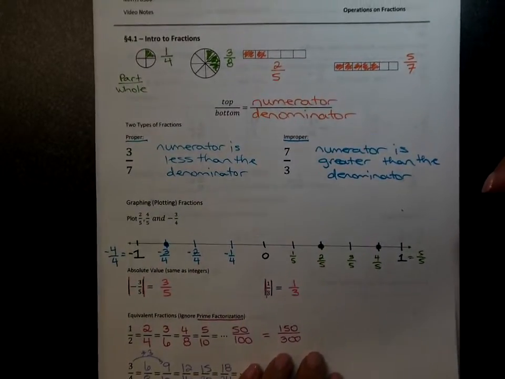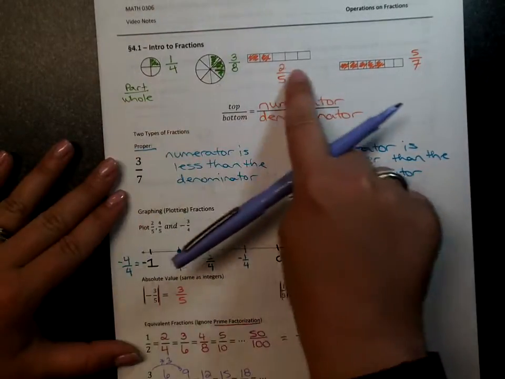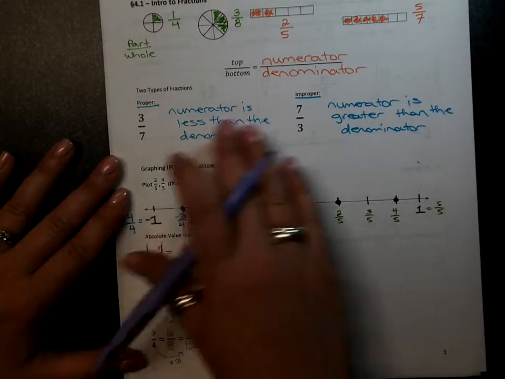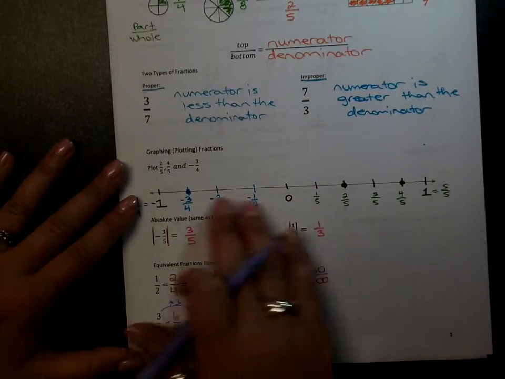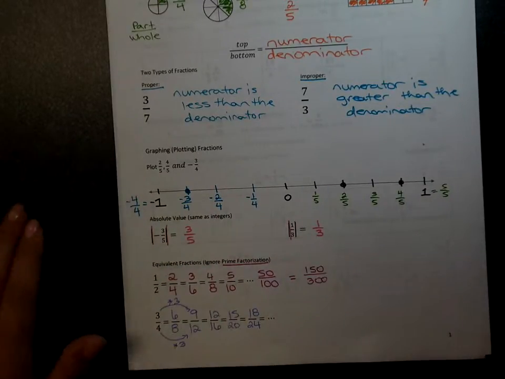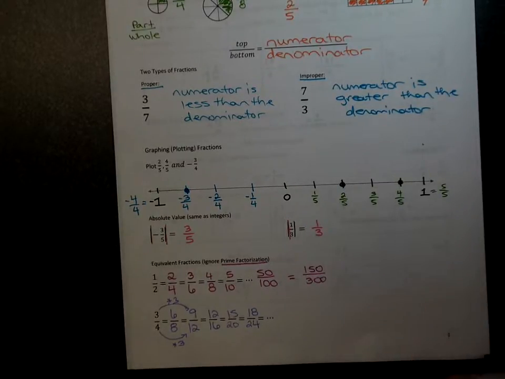So that's it for the intro. I think it's all information you're at least vaguely familiar with. The first part of your homework will have you working with fraction parts, and then identifying proper and improper fractions. You'll plot some fractions on the number line. There might be a couple of absolute value questions thrown in there, and then creating equivalent fractions. So hopefully all fairly straightforward.